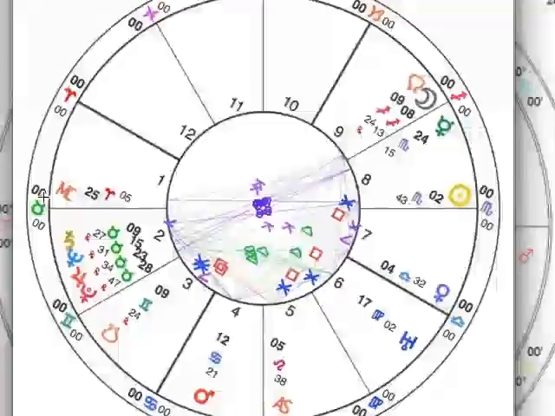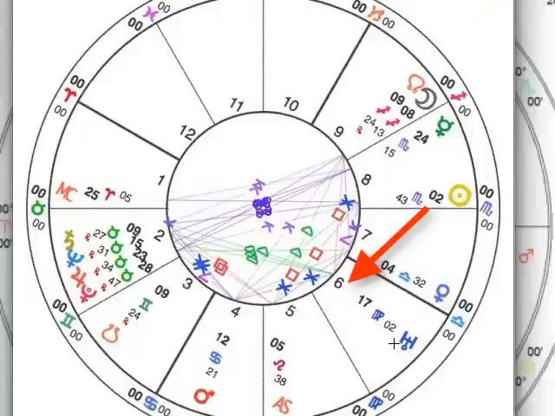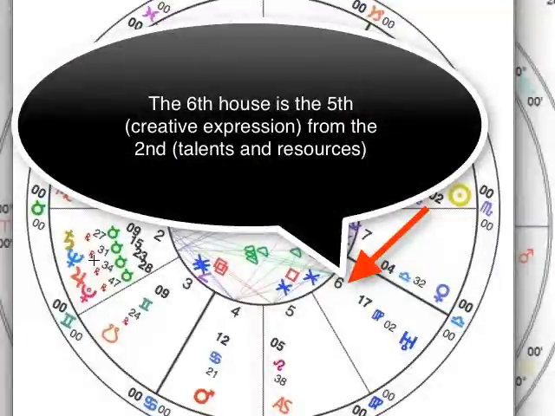Okay, another example is the second house. When we turn the chart so the second house becomes of first house importance, the second house is on the horizon, we can see that the 6th house tells us something about the creativity that comes out of our support and out of our development of our talents. That's over here in the 6th house because it is the 5th house of creativity from the second.